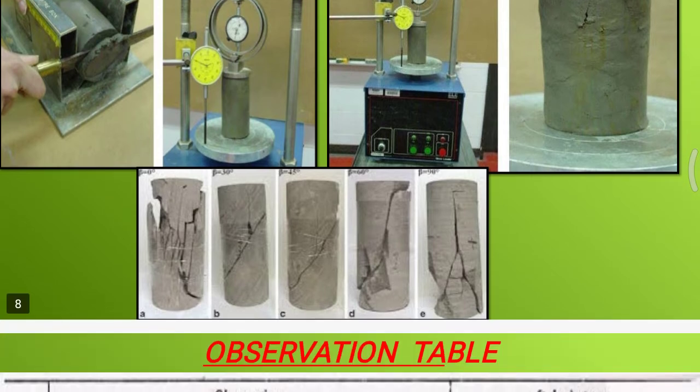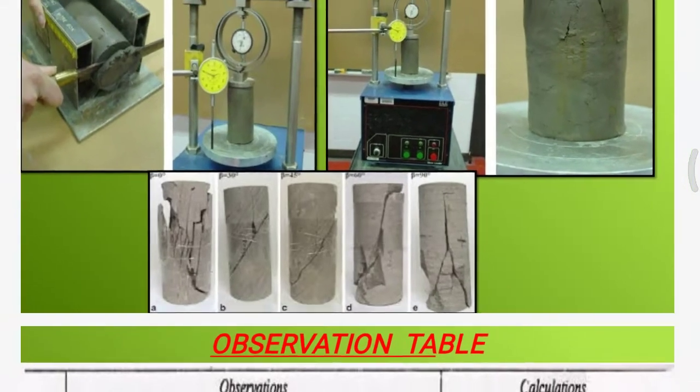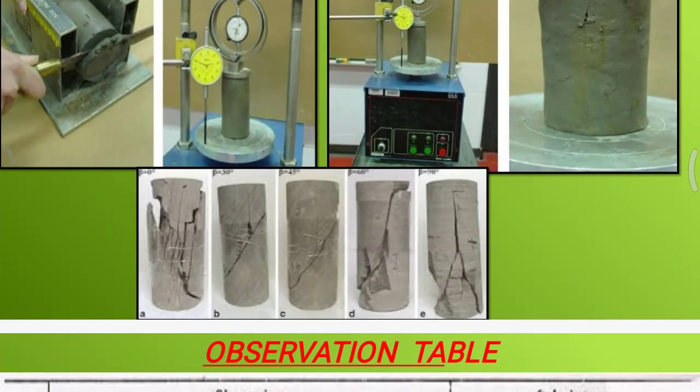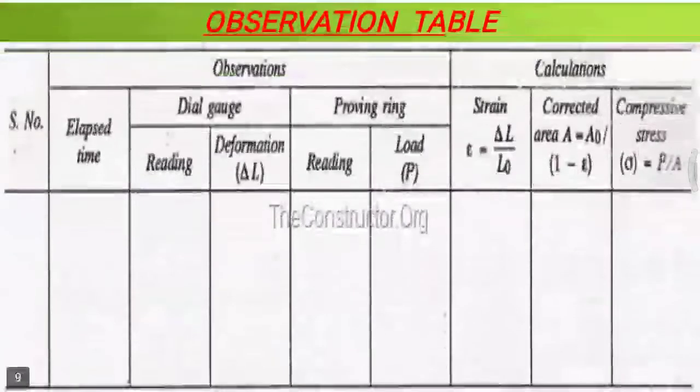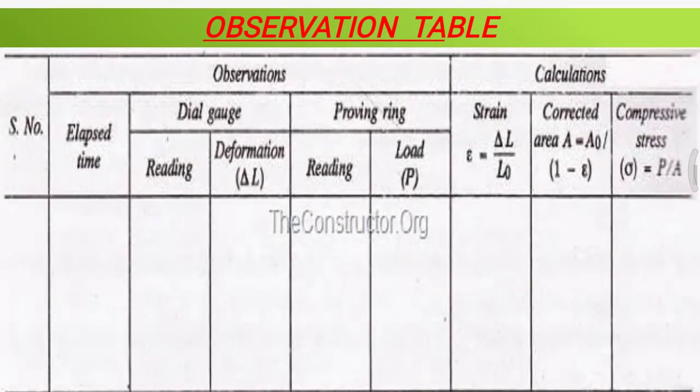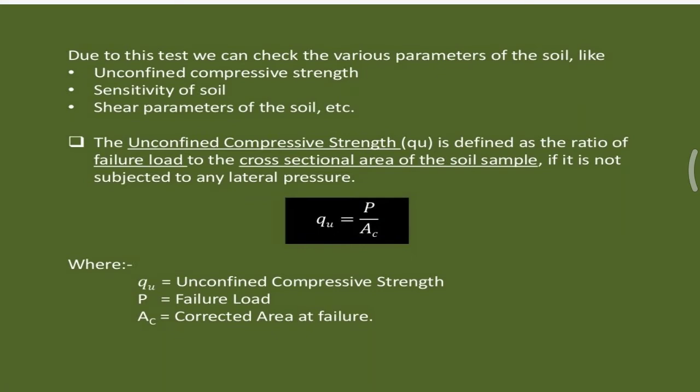Here you see the different types of failures that occur in the sample. Then this is the observation table. The columns included are elapsed time, dial gauge, proving ring, then strain, corrected area and compressive stress. Due to this test, we can check various parameters of the soil like unconfined compressive strength, then sensitivity of soil, then shear parameters of the soil, etc.